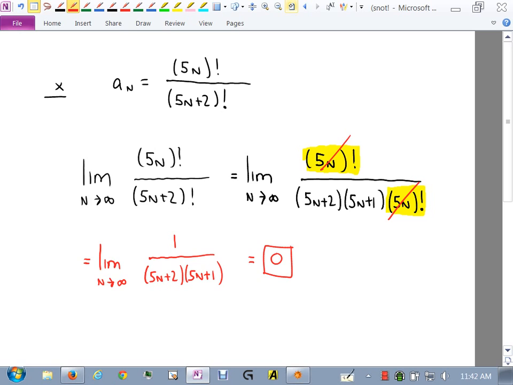A couple of other theorems. I don't want to do too many examples. Theorem: if the absolute value of a sub n goes to 0, then a sub n goes to 0.